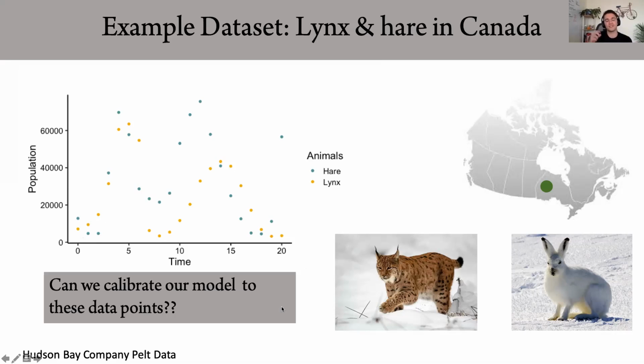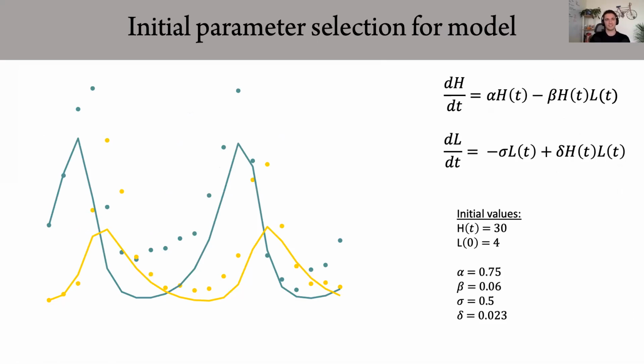And really what we want to do is calibrate our model to these data points. And so the first question is, can we even do that using this mathematical model? And so in any traditional calibration setting, you need to start with an initial point in parameter space. And so this is your initial parameter selection for your model. So here's the model equations on the right, and here are the initial values that I pulled from the literature, where we've got 30,000 hare, 4,000 lynx, and then we've got the 4 different parameter values that will dictate their interactions across time. On the left-hand side here, I'm showing the experimental data, again, as the green and yellow dots for hare and lynx, respectively.